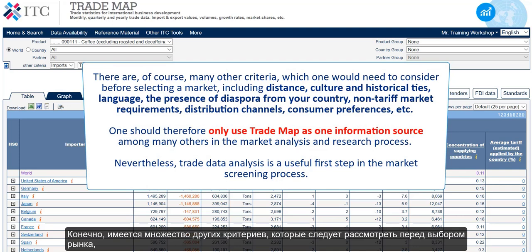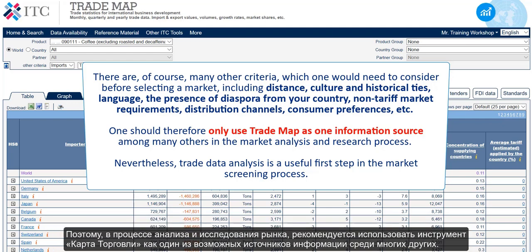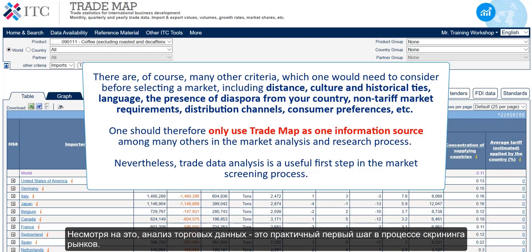There are, of course, many other criteria which one would need to consider before selecting a market, including distance, culture and historical ties, language, the presence of diaspora from your country, non-tariff market requirements, distribution channels, consumer preferences, etc. One should therefore only use TradeMap as one information source among many others in the market analysis and research process. Nevertheless, trade data analysis is a useful first step in the market screening process.